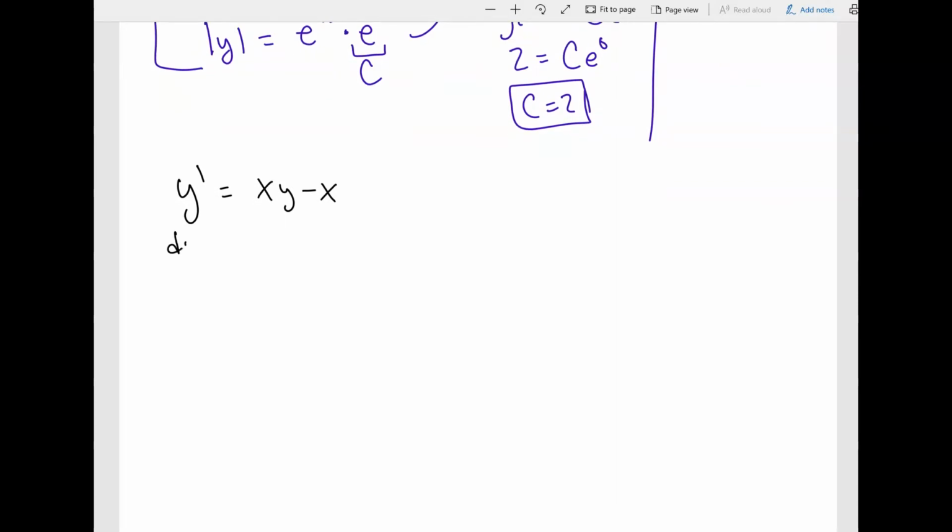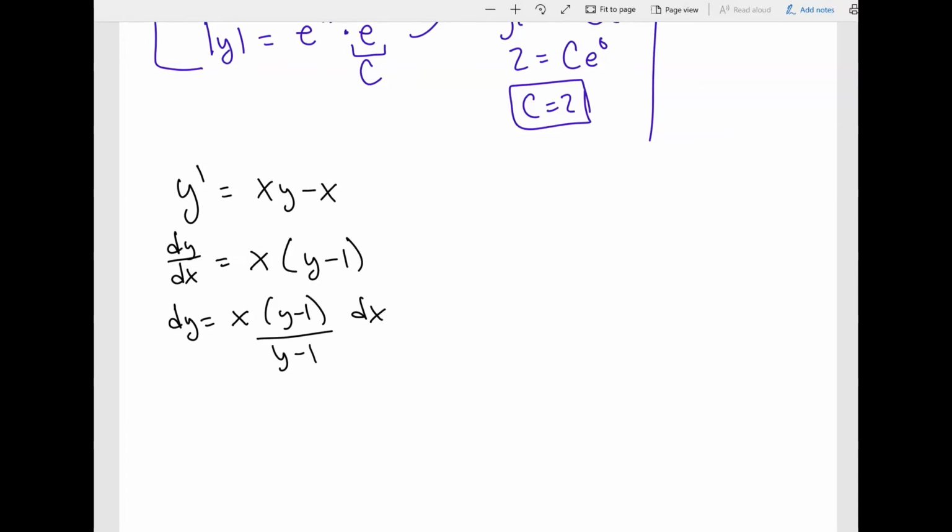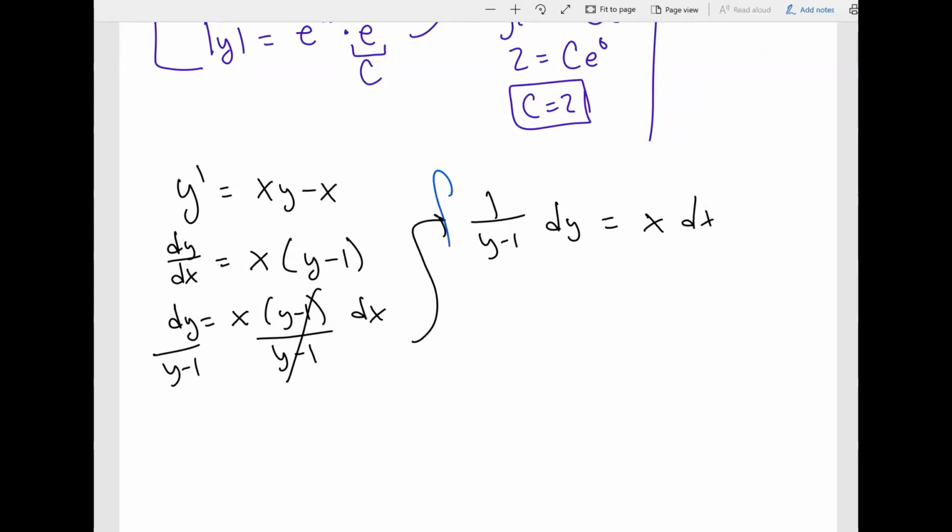Well, you can change this to dy over dx. And then what you might want to do is factor this. So I can factor out a value of x, and I'm left with y minus 1. So see that now I have a function of x and a function of y, which I can easily do. I can move the dx over, so I have dy equals x, y minus 1 dx. And then notice that I can divide by this y minus 1. So this goes away, and I'm left with 1 over y minus 1 dy equals x dx. And then after that, I can now apply an integral to both sides.